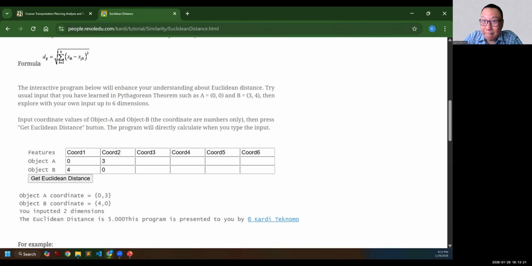Yes, Andrew. Sir, what do these objects represent and what do the coordinates represent? Okay. The objects are any objects that you want to measure. Coordinate represent the attribute that you want, the variable that you want.